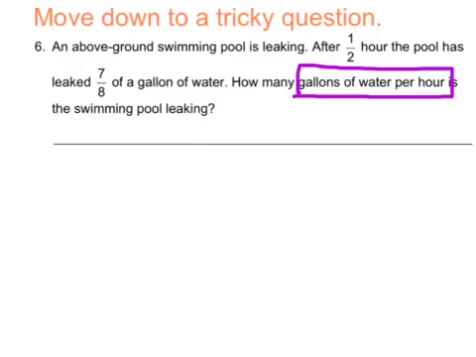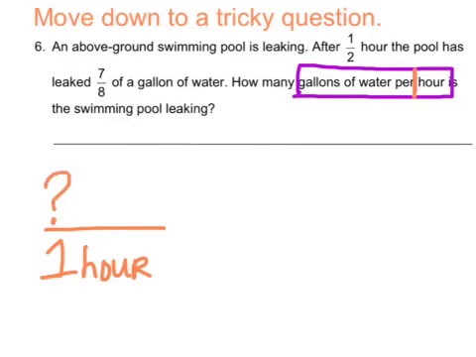Right after the word per is where I want to put the 1. Now I know what unit goes on the bottom. 1 hour goes on the bottom. When I set this up, I'm putting 1 hour on the bottom. And then I do not know how many gallons. So I'm going to put question mark gallons.